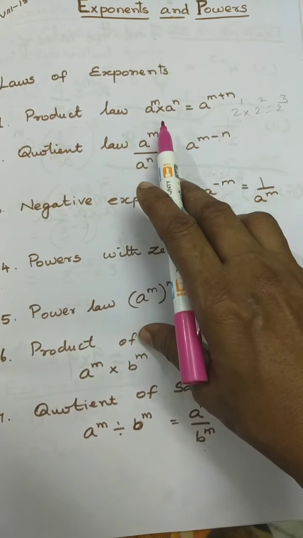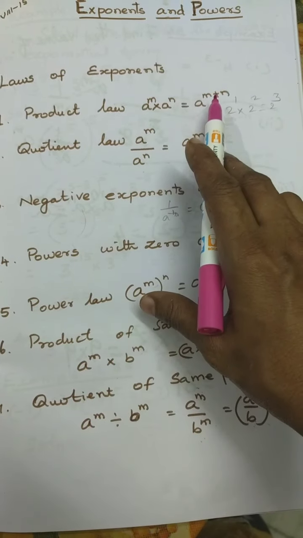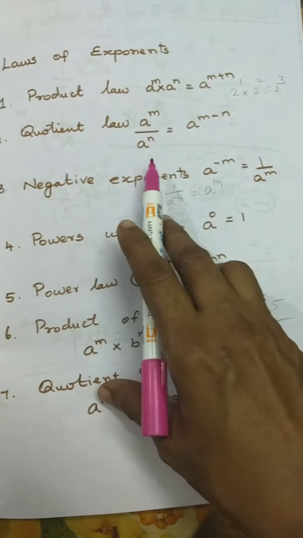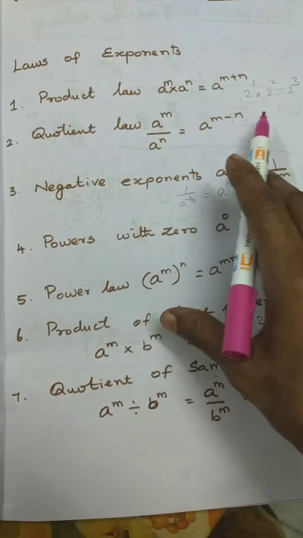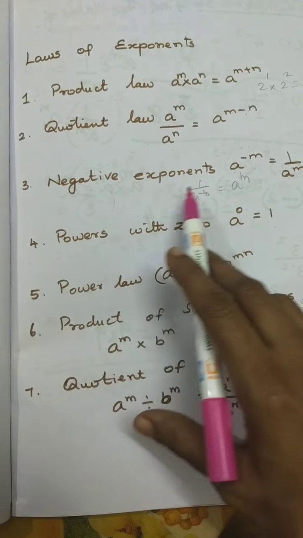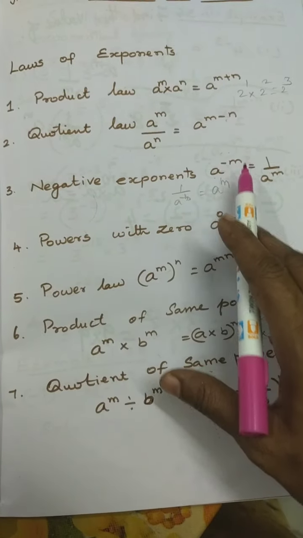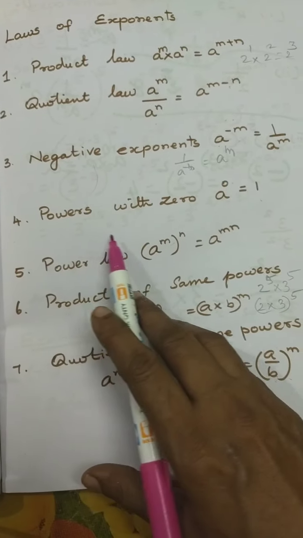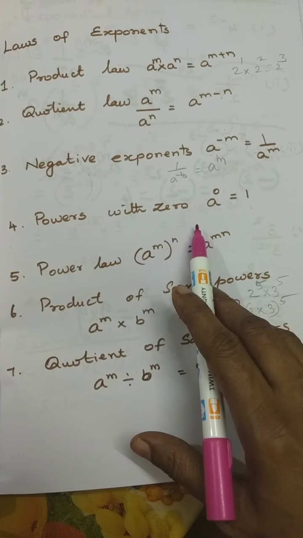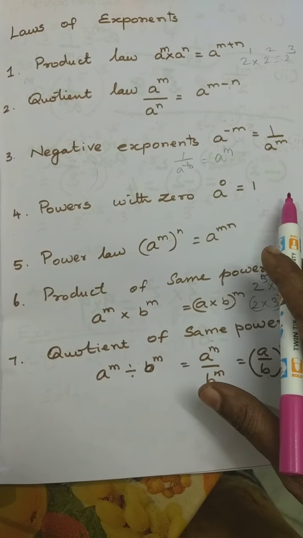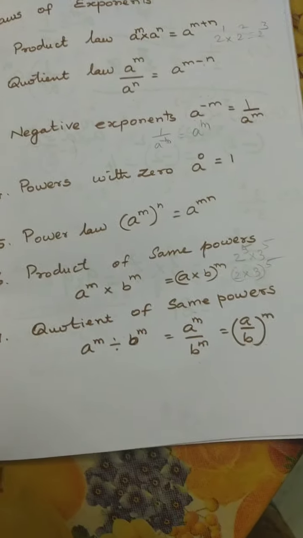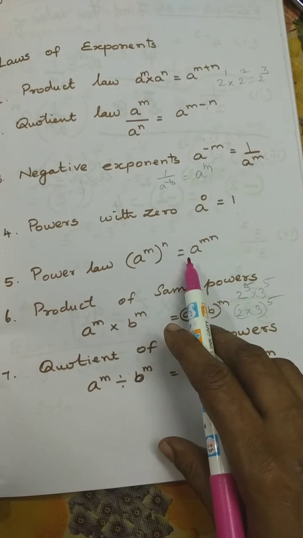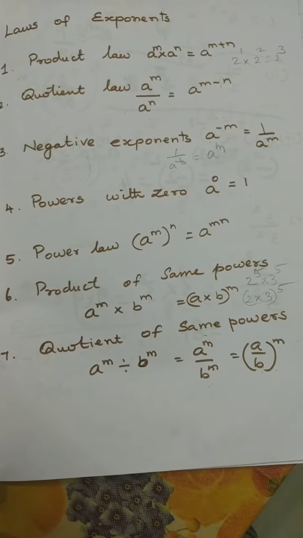Product law, that is a power m into a power n equal to a power m plus n. Quotient law, a power m by a power n equal to a power m minus n. Negative exponents, a power minus m is equal to 1 by a power m. Then powers with 0, yes, a power 0 is equal to 1. Then power law, a power m, the whole power n is equal to a power mn, yes.